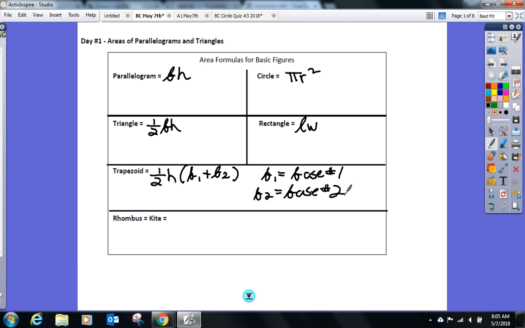And kite, rhombus, I'm going to write it down. You let me know what the variables mean. 1/2 D1, D2. Any ideas what you think D represents? Think about it. It's a kite and a rhombus. What do they have in them that might start with the letter D? Hi, Maya. Diagonal lengths, yes.